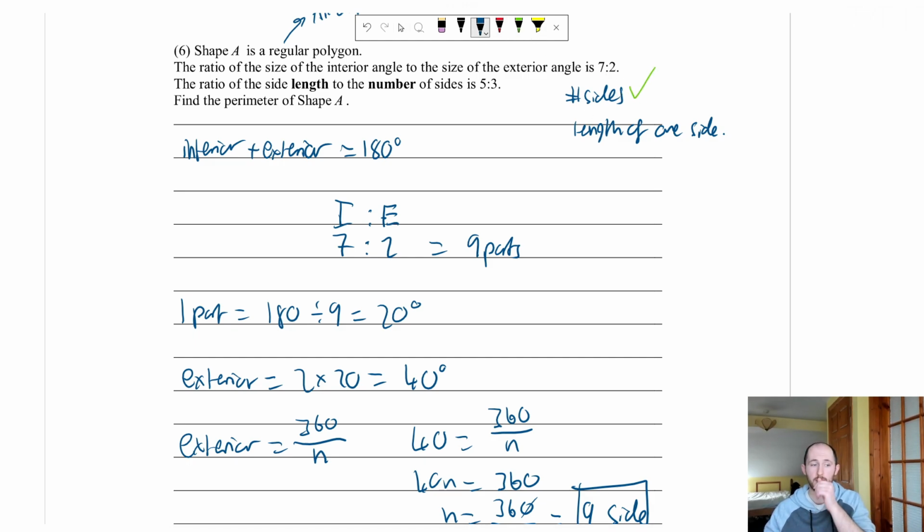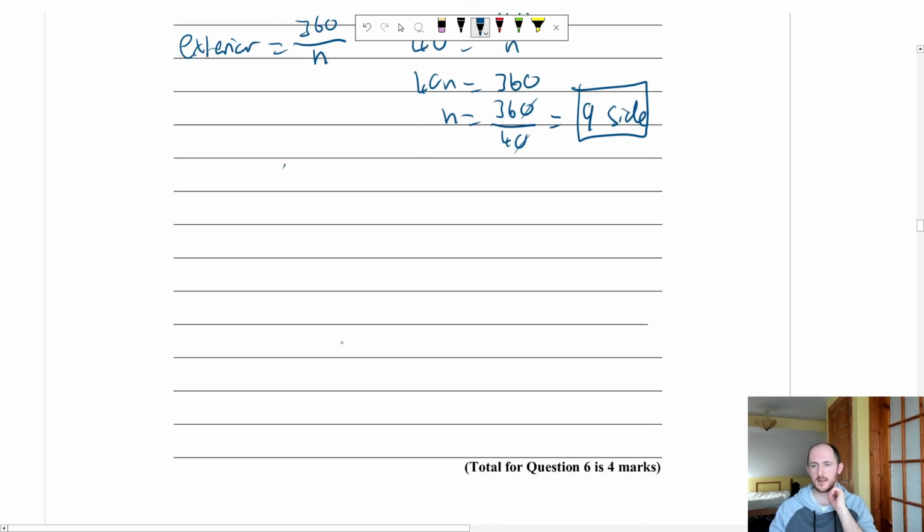Now the length of one side is interesting. However, it just says the ratio of the side length to the number is 5 to 3. So length to number is 5 to 3. Now I know that this is a 9-sided shape. So if I write this as a ratio, the right hand side should equal 9.